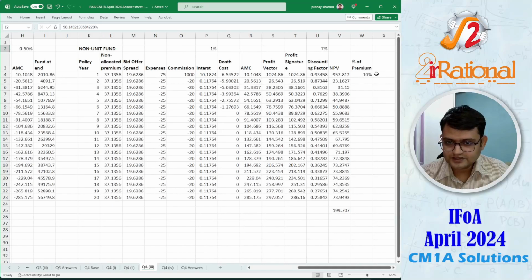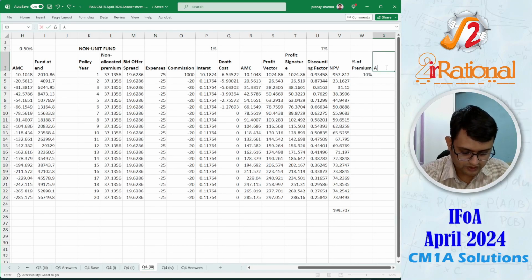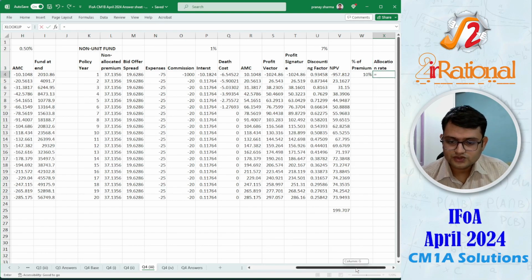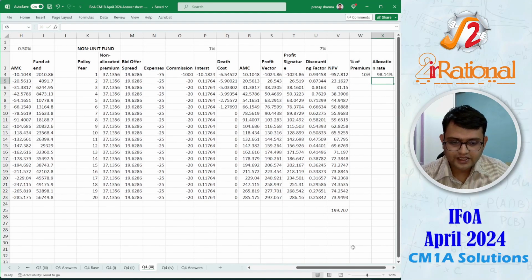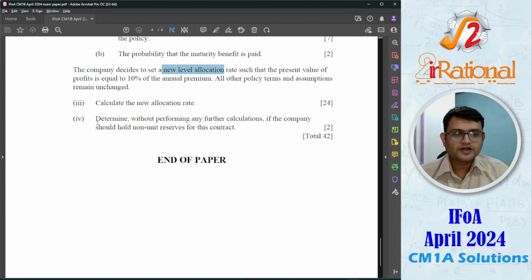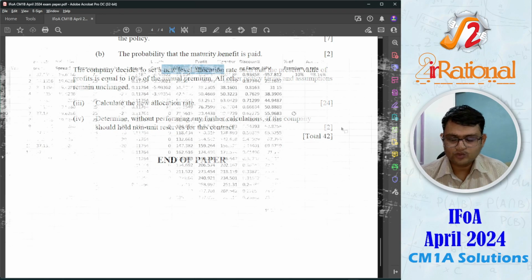We'll write that as answer here. So I just write allocation rate is equal to, so that they can find the answer properly. And of course, I will write it at the end in question 4 answer part as well. Last part, determine without performing any further calculation if the company should hold non-unit reserve for this contract. It's just of 2 marks.